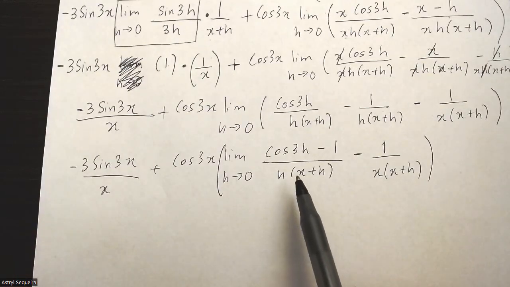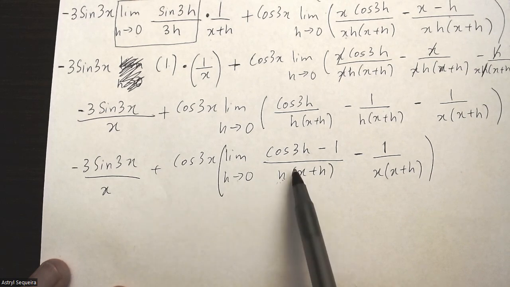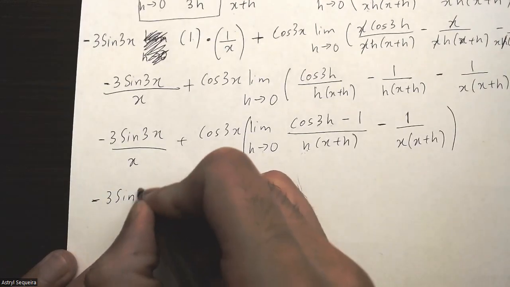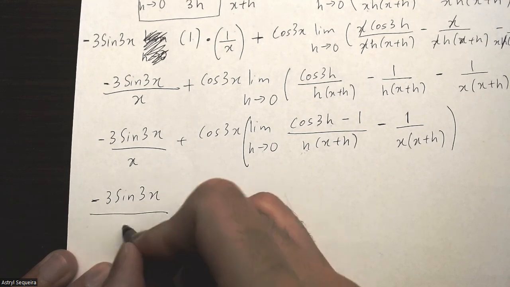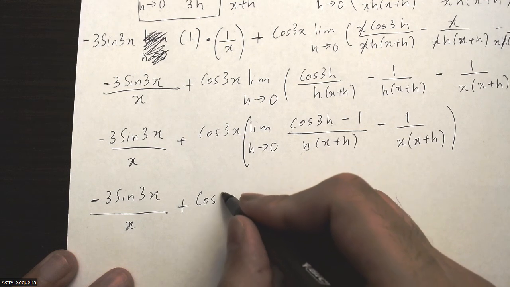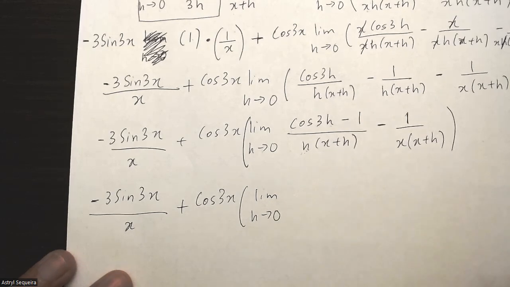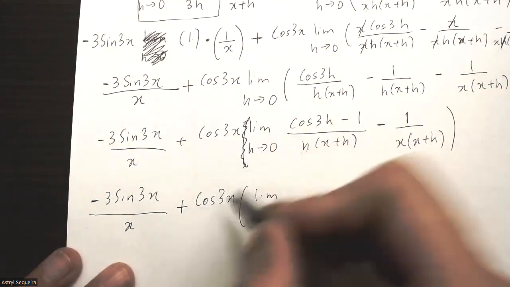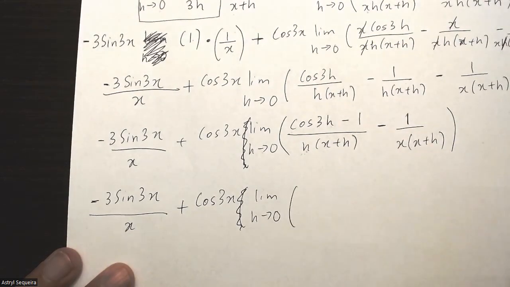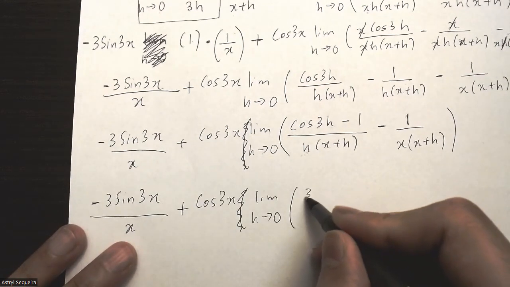So now, again, I have the same issue where this is a 3h, but this is an h. So I need to multiply the top and bottom by 3 so that this matches with this. So I have -3 sine 3x over x plus cos 3x, lim h approaches 0. Oh, I put my bracket in the wrong place in these two steps. So I'm going to multiply the top and bottom by 3 in this step.